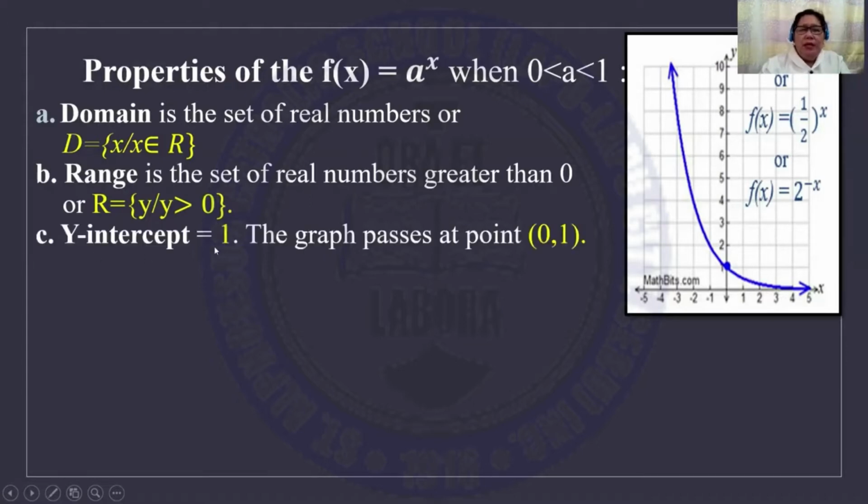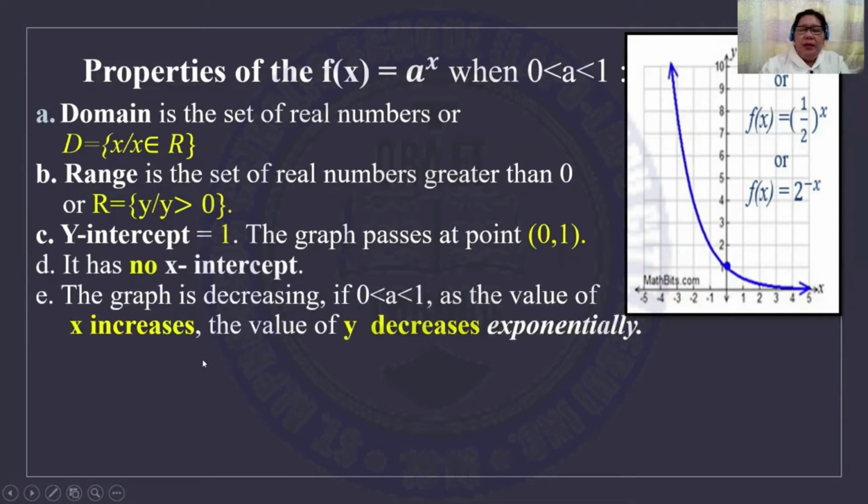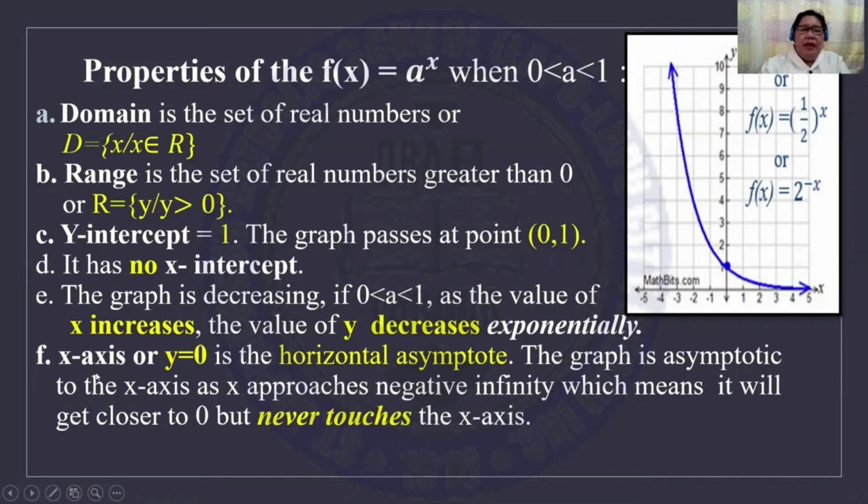The y-intercept is equal to 1. The graph passes through the point (0, 1). So this point. It has no x-intercept. The graph is decreasing if a is between 0 and 1. As the value of x increases, the value of y decreases exponentially. The x-axis, or y is equal to 0, is the horizontal asymptote.